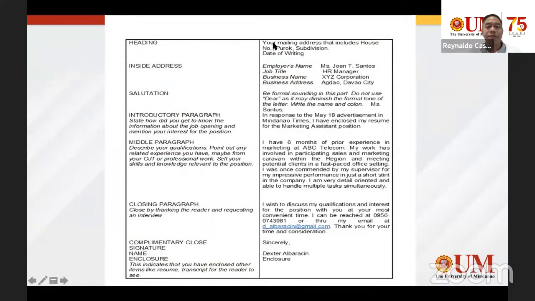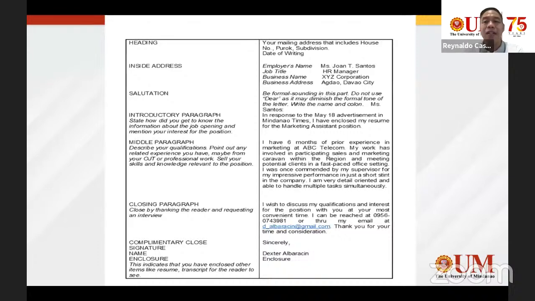So we have here a sample. Of course, you have your heading, your address, and then the inside address. The inside address is very important. Why? Because if I am the reader of your letter, this is my first test of whether you have exerted effort to know our company. You have done research about to whom you are going to address the letter. You follow that, no? I hope you understand my point. So the inside address, you have to be specific here.